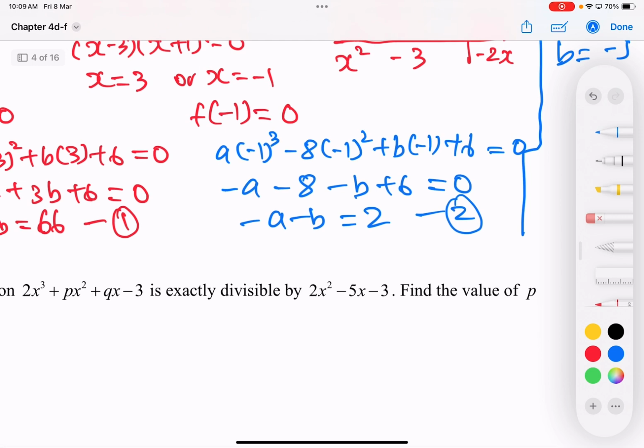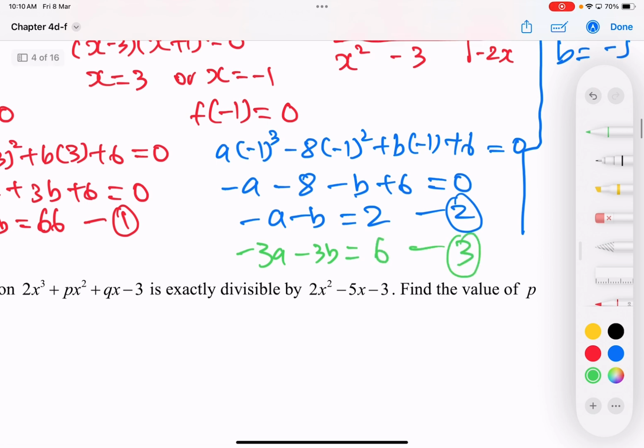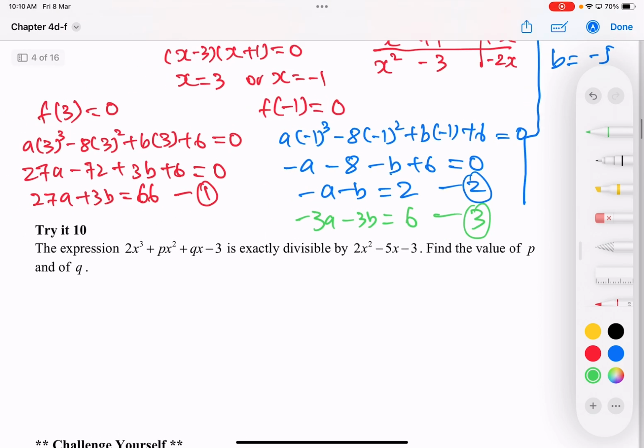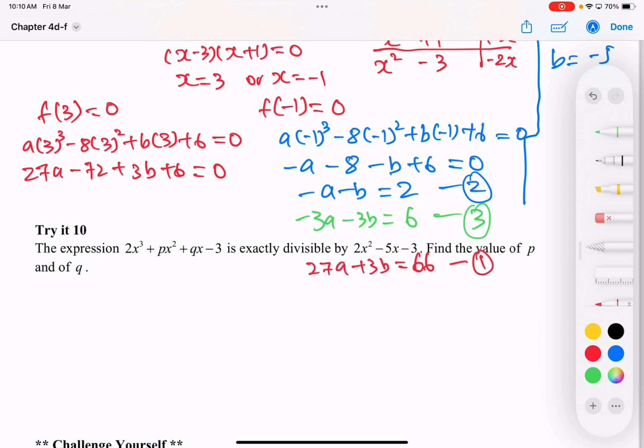Okay, come here. What you're going to do first is times this by 3. Negative 3a minus 3b is equal to 6. This is my equation 3. Alright? So what I'm going to do is take this equation 1 and just put it here.